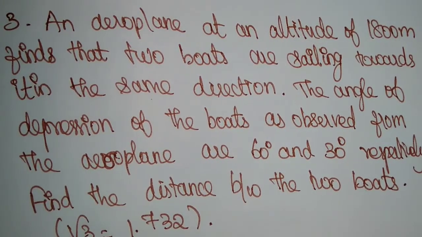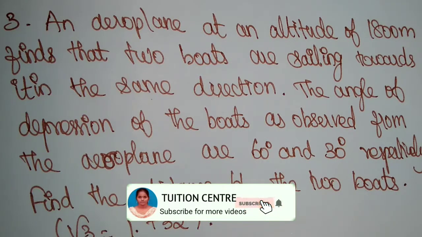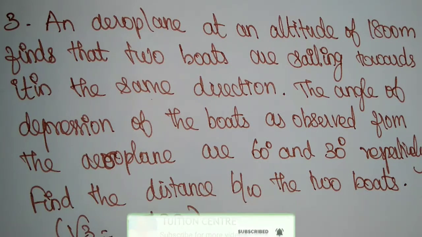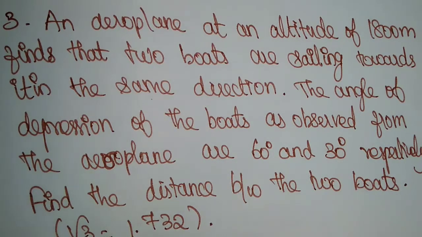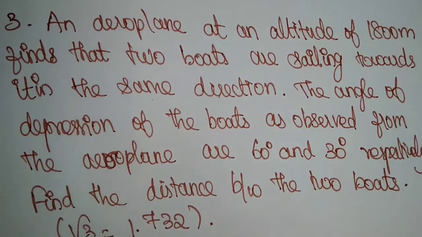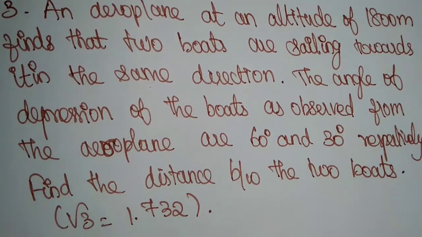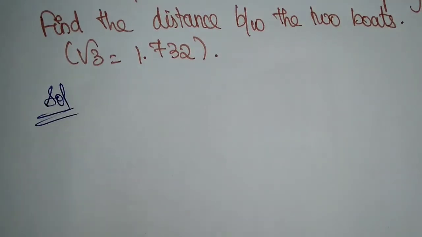Third problem: an aeroplane at an altitude of 1800 meter finds that two boats are sailing towards it in the same direction. The angles of depression of the boats observed from the aeroplane are 60 degree and 30 degree respectively. Find the distance between the two boats. Here the value of root 3 is 1.732.